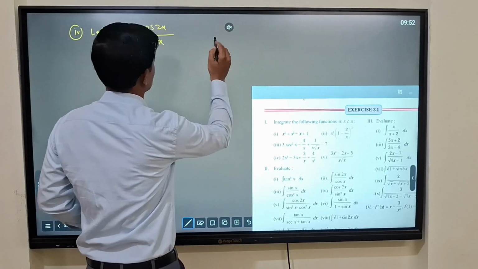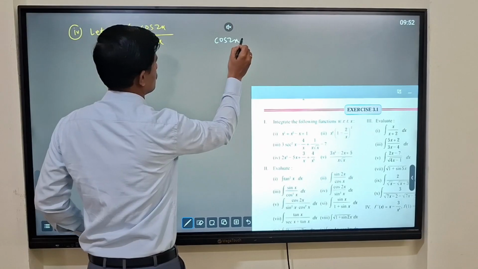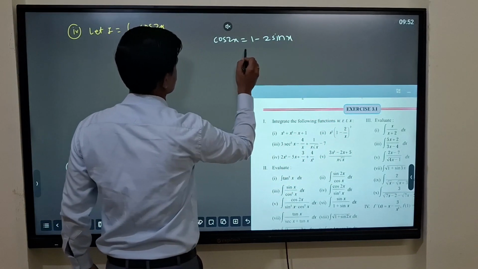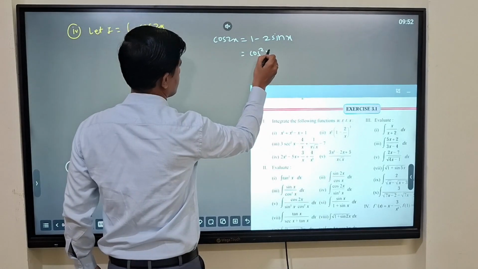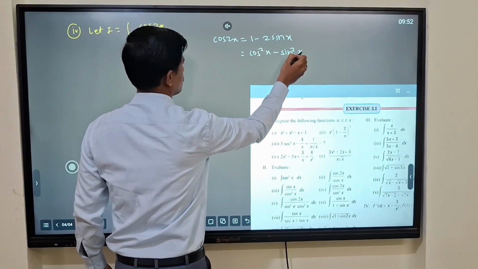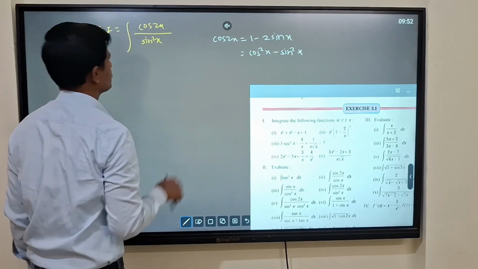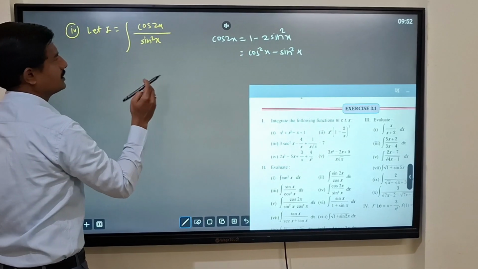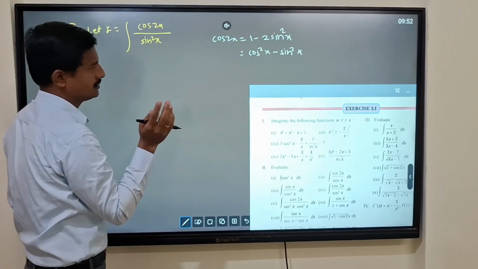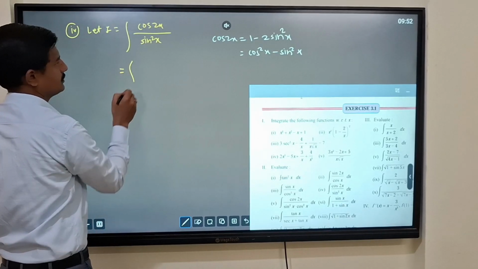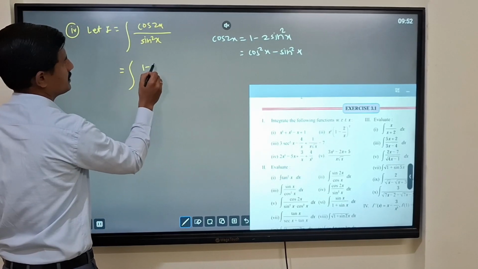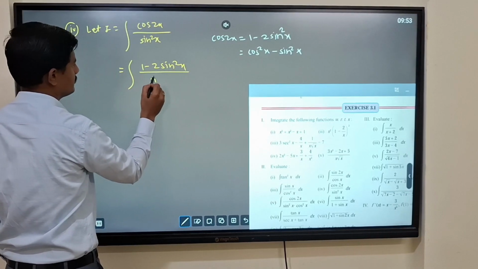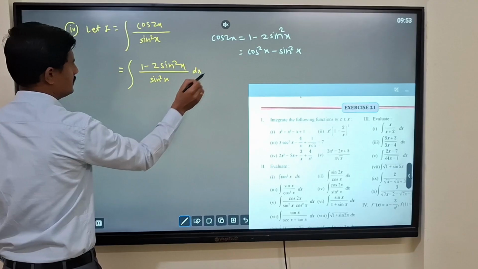Either we can use the formula cos 2x is 1 minus 2 sin square x, or you can use cos square x minus sin square x. Both ways the answer will be the same. Now I will use the first formula. You can try it out and send it in a comment. Okay, now cos 2x is simply 1 minus 2 sin square x upon sin square x dx.